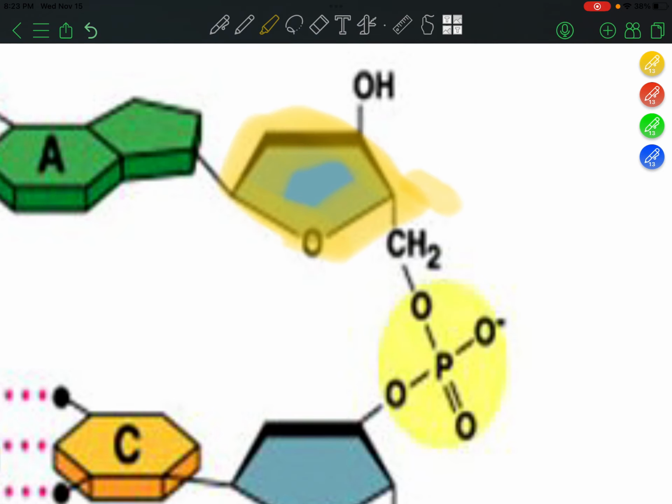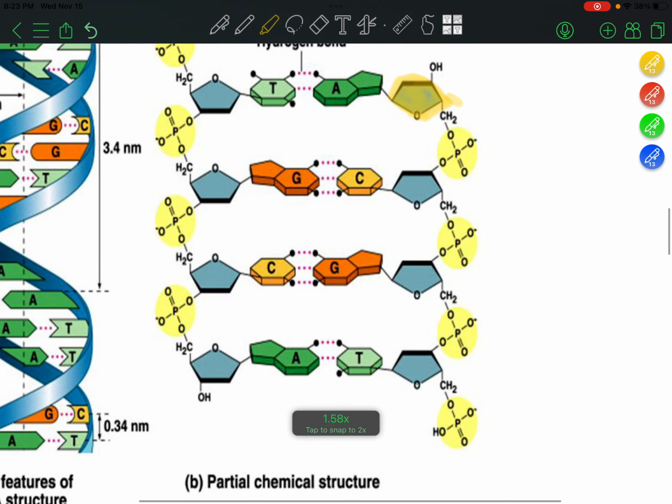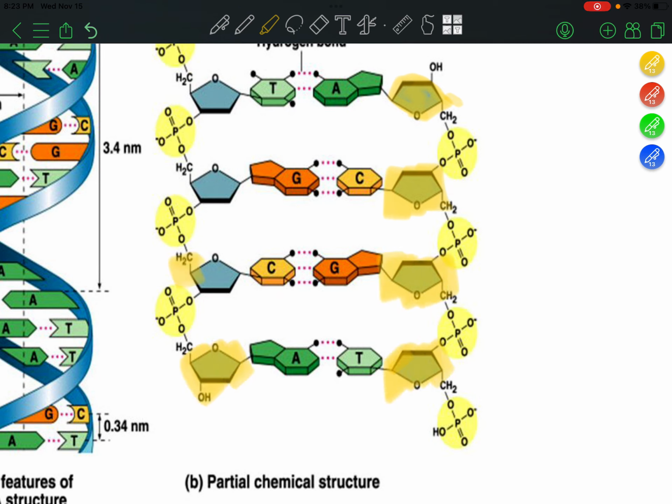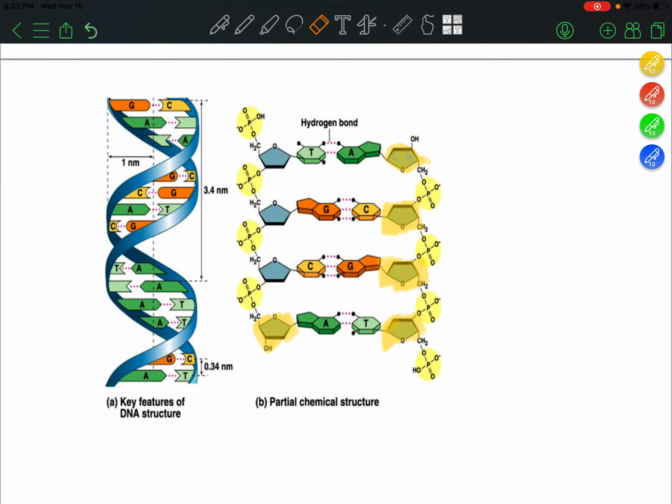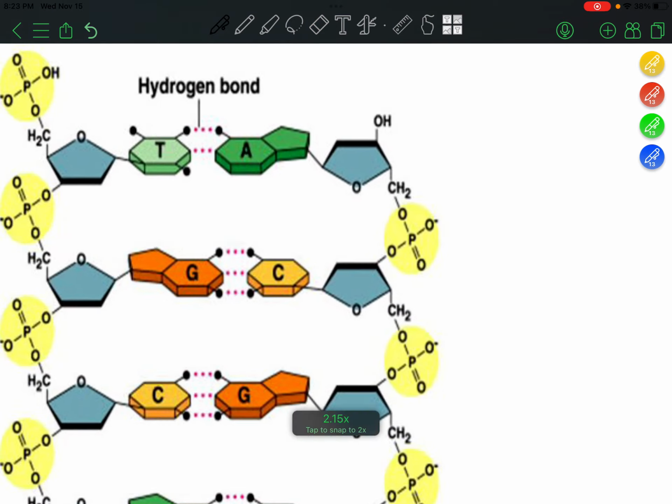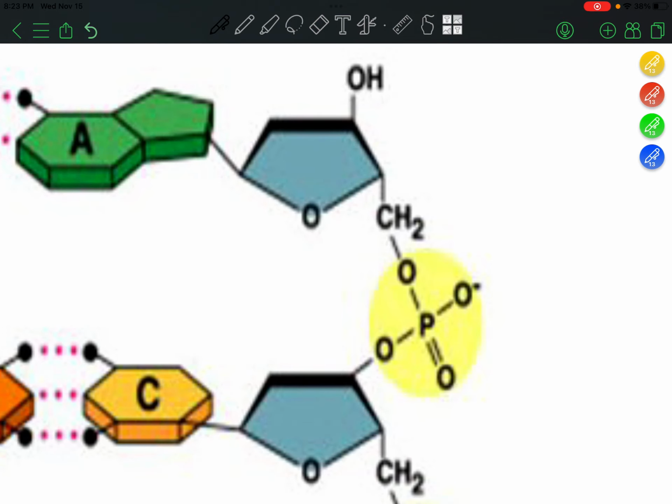So we get a sugar here, sugar here, sugar here, sugar here, sugar here, sugar here, and sugar here. Now, why is that important to know? What are these all highlighted for? These are the sugars found in DNA. It's a sugar because it's a carbohydrate, but you don't need to know that; you just need to know it's a sugar.